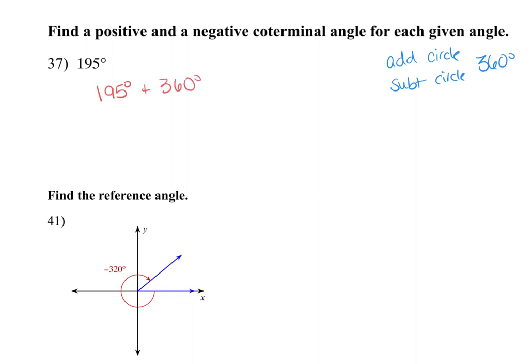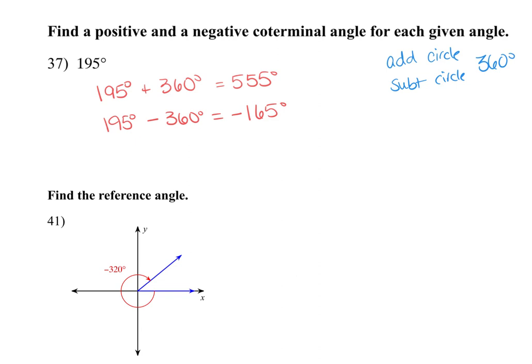So a positive coterminal is going to be 555 degrees. That's one. Negative 195 degrees minus 360 degrees. A negative coterminal angle is negative 555 degrees. That's all you have to do. You're telling me two angles that end at the same exact spot as the angle you have been given. Add 360, subtract 360. That's a whole circle.